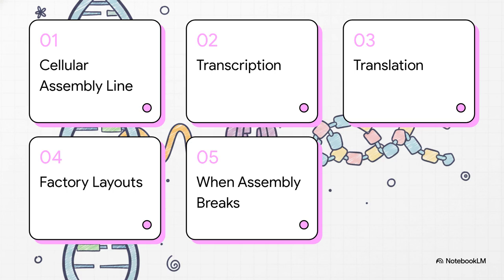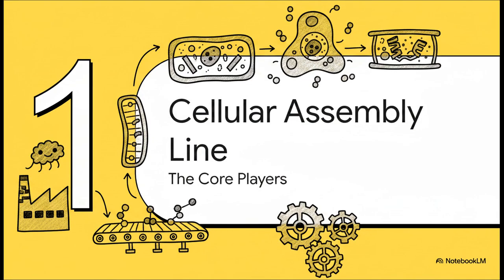Here's our roadmap for today's explainer. First, the cellular assembly line. 2, transcription, which is copying the blueprint. 3, translation, building the product. 4, we'll compare factory layouts. And finally, 5, what happens when the assembly breaks? Let's kick things off with part 1, the cellular assembly line.